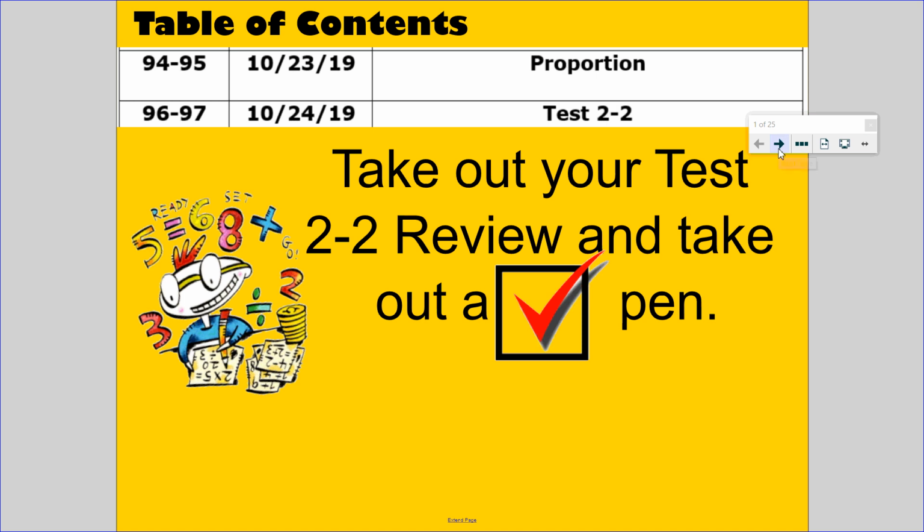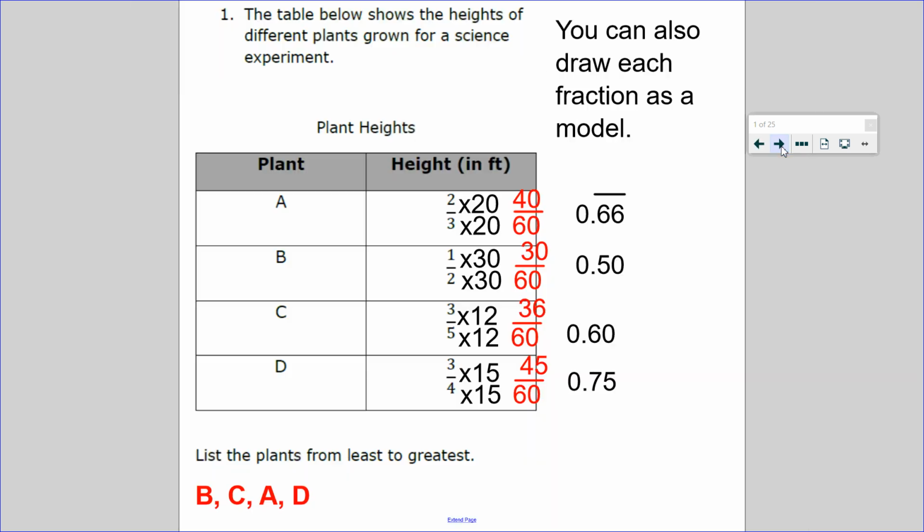So let's see, what do you need to know in order to be successful? Again, you may forward this video to the question that you don't understand, or you can watch the video in its entirety. Number one, you have to know how to put a rational number from least to greatest or greatest to least. There are many ways to do it.